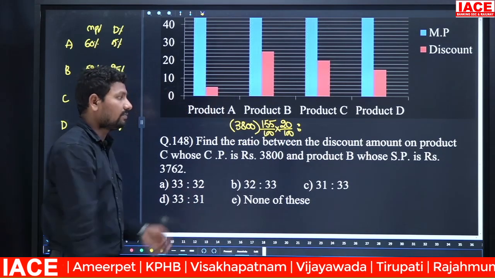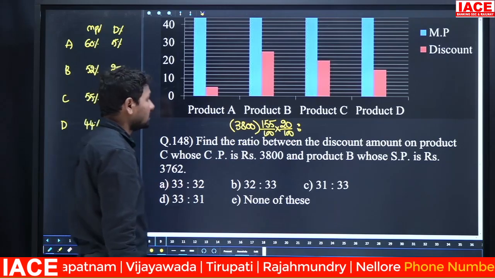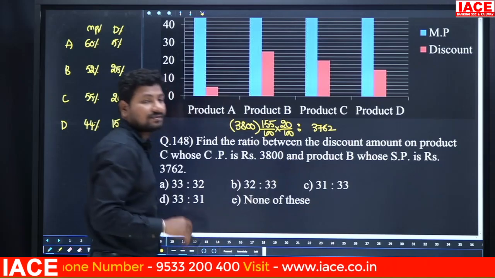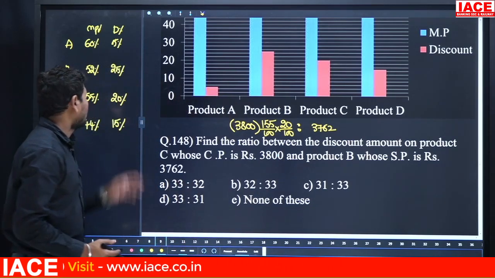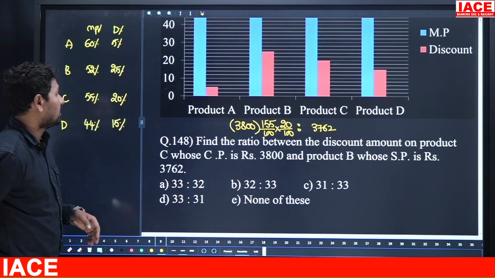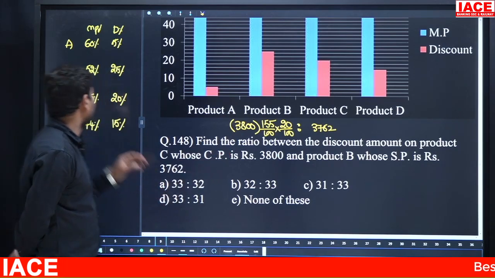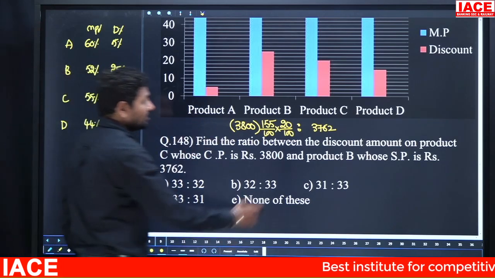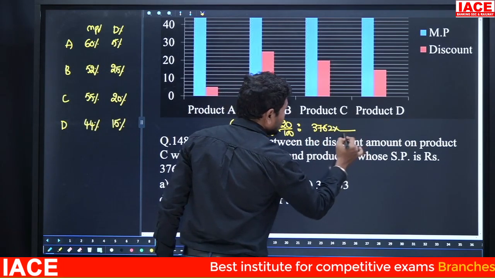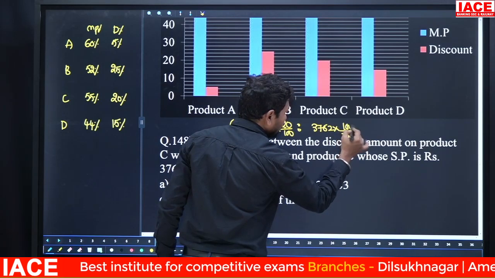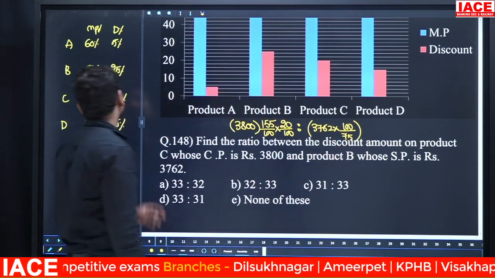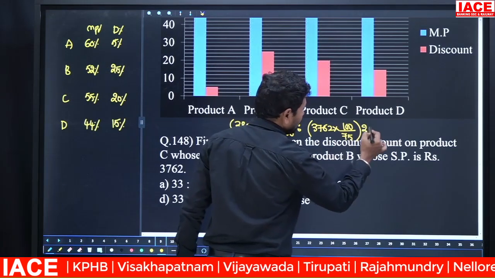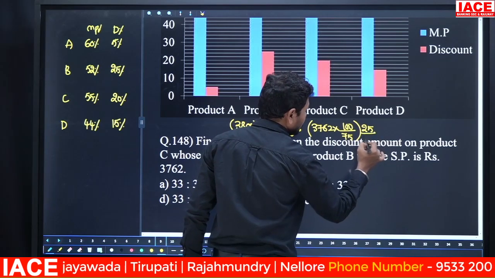Next we will write product B, whose SP is mentioned 3762. First of all, the before-discount value is required. Before discount means here the B product is how much? After the discount this value. Before discount it is basically 75, but we need the 100. In this the discounted value is required. Discount value is how much percentage? 25%. 25% means we require 2500.